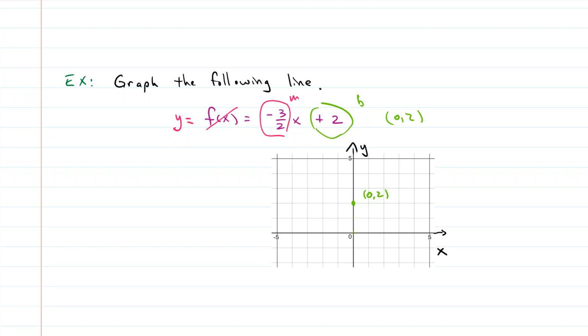So our rise means negative 3, so we'll go down 3. 1, 2, 3. I went down 3, and I'm going to the right 2. 1, 2. So there we go. There's our negative 3/2. And we have another point. This point is at (2, negative 1). So now we have 2 points.